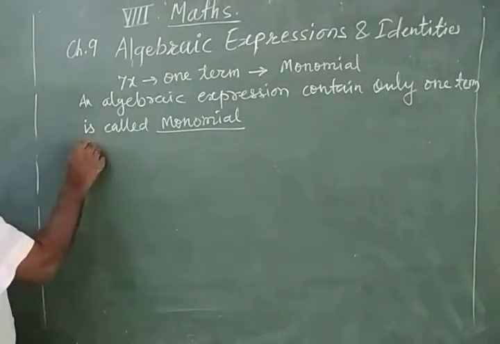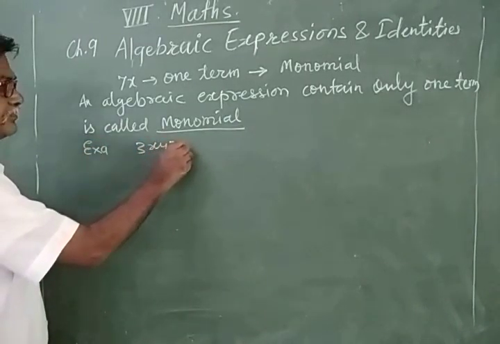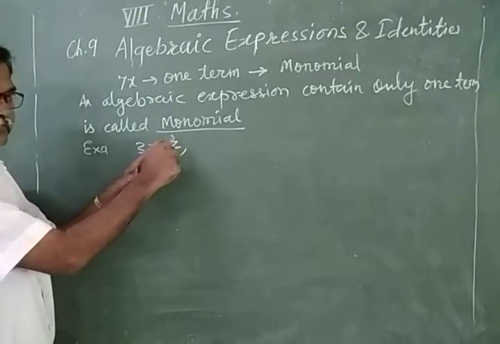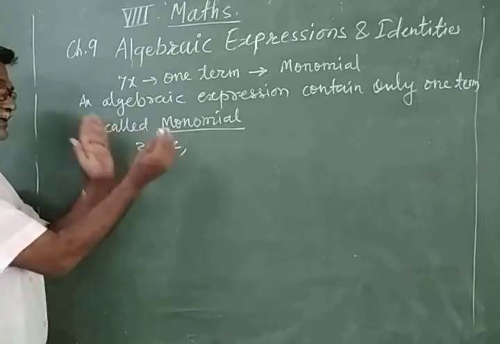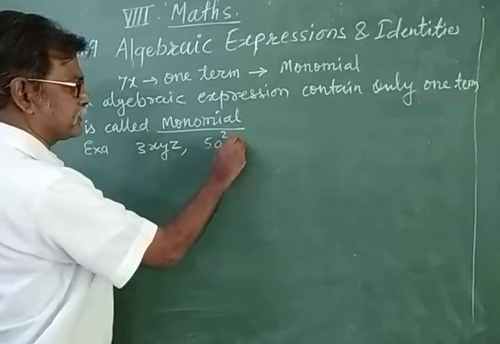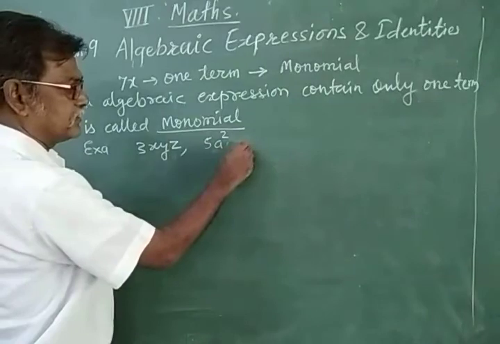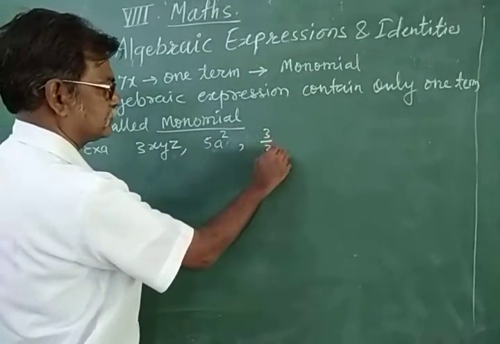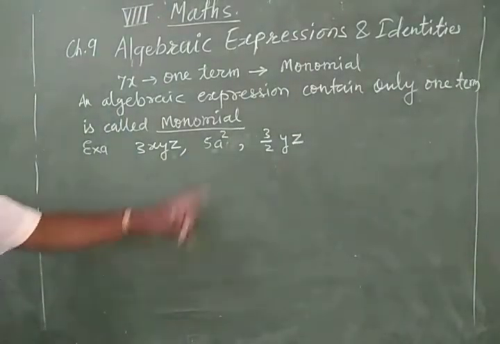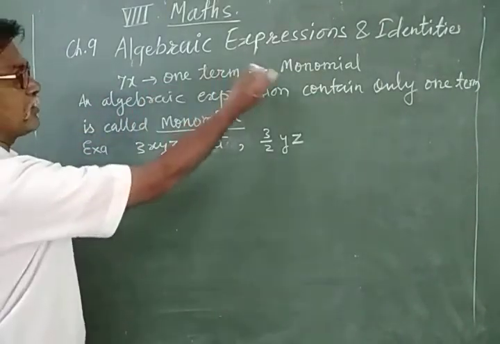For another example, you can write 3xyz, only one term. 3 into x into y into z. 3 variables, but term is one. 5a square, only one term, 5 into a square. Then 3 by 2 yz. This is also monomial because only one term. When one term, then monomial.